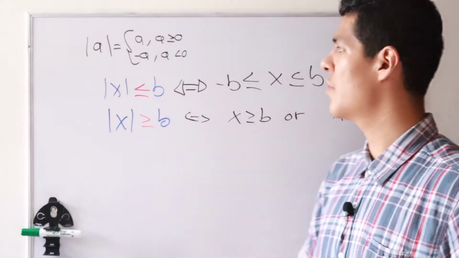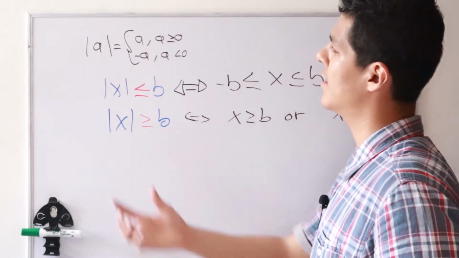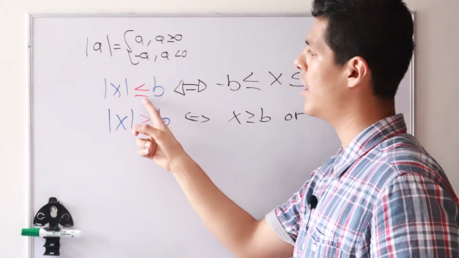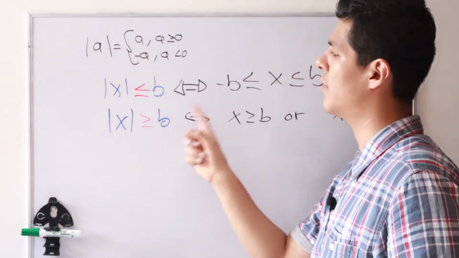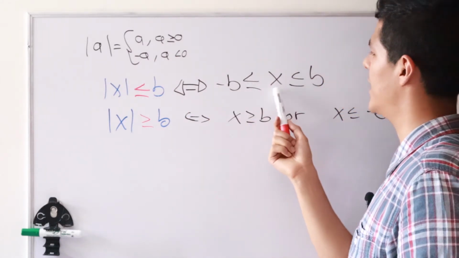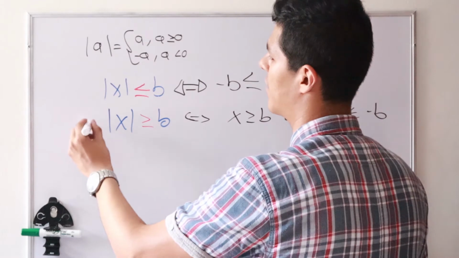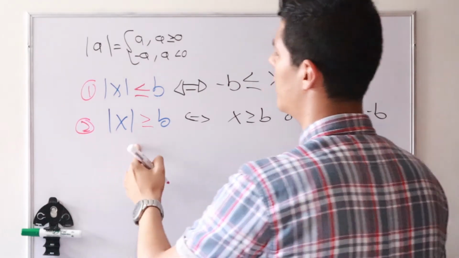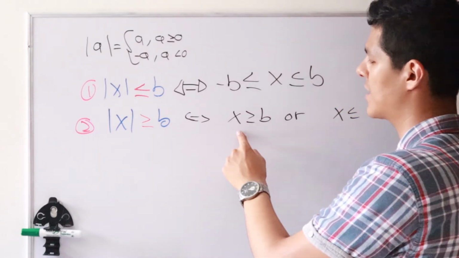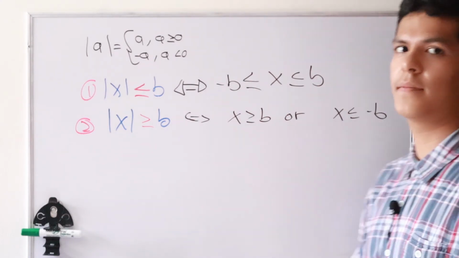So guys, summarizing all that we have learned: this is the definition of the absolute value, and if we have the inequality that the absolute value of X is less or equal to B, if and only if minus B is less or equal to X, which is less or equal to B. And this is the other scenario, that the absolute value of X is greater or equal to B, if and only if X is greater than B or X is less than minus B.